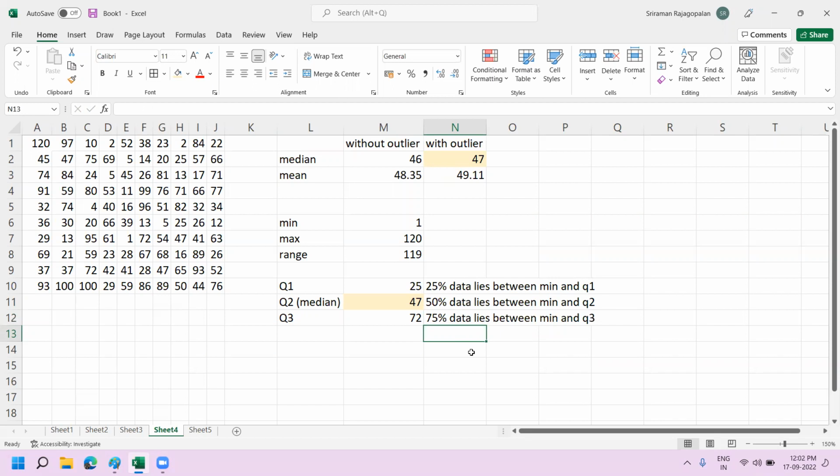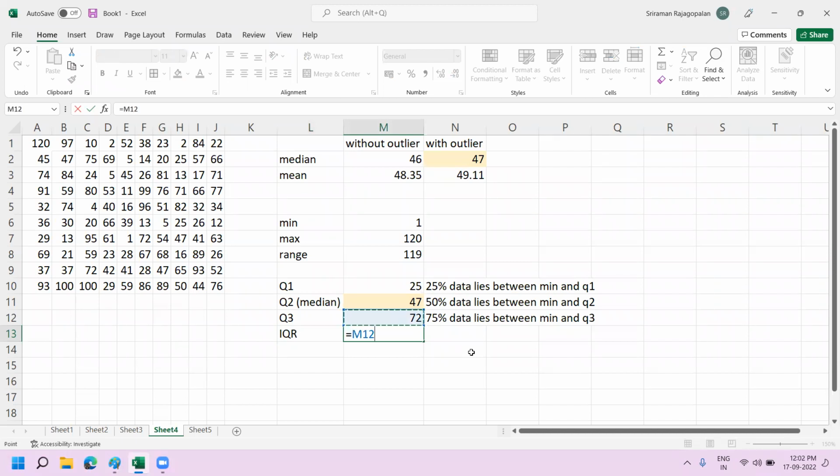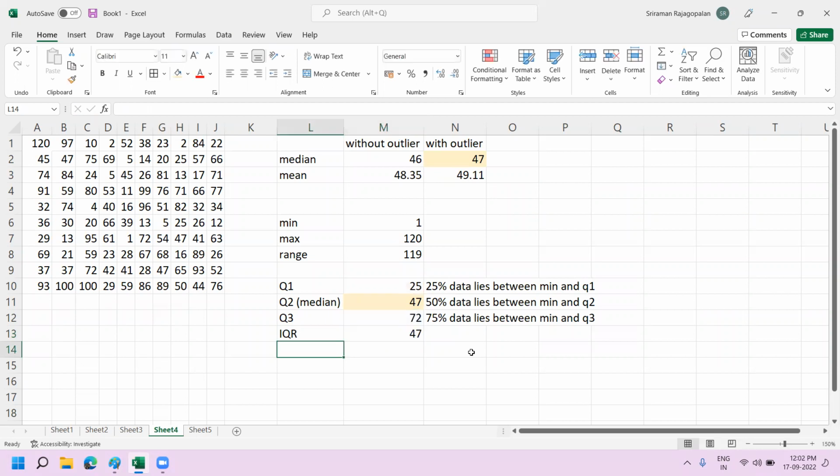So this is the distribution of the data. Where is the maximum distribution in any data? Between Q1 and Q3. Okay, so that is called IQR, interquartile range, which is Q3 minus Q1.